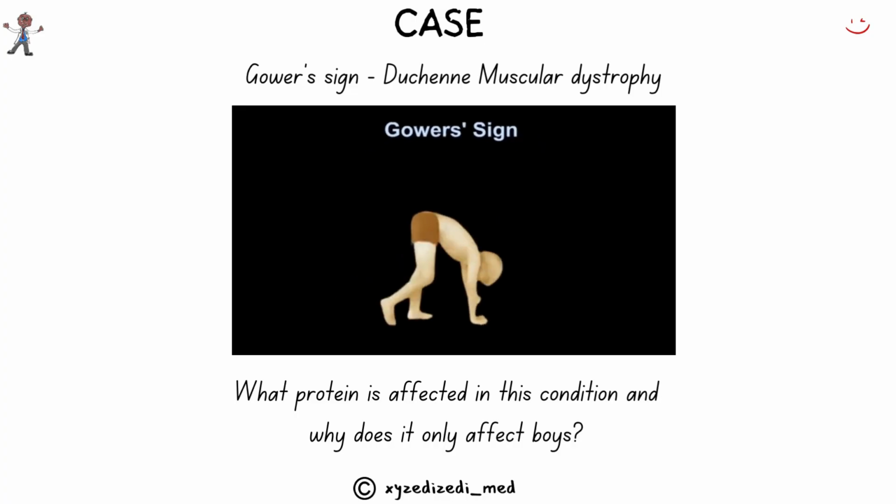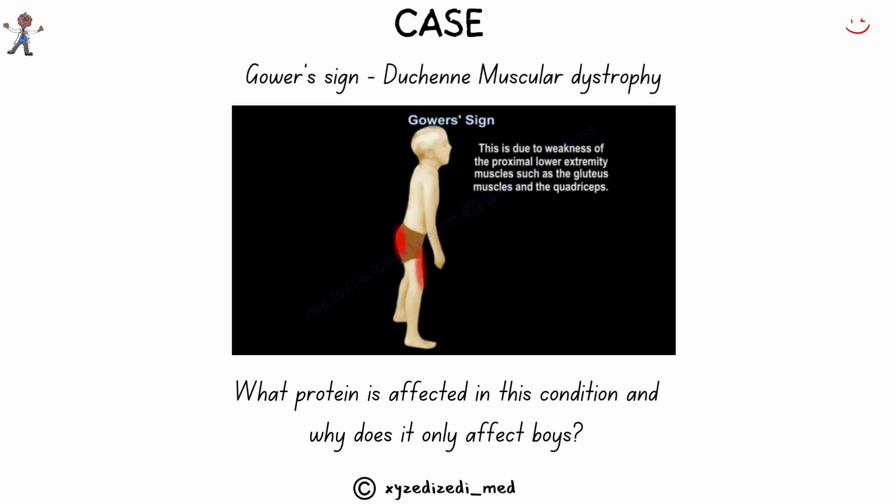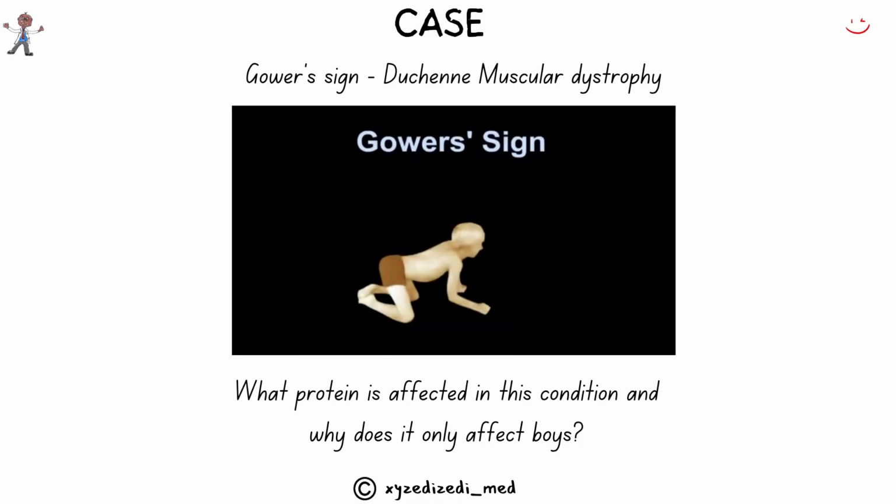Gower's sign. It describes a patient who must use his hands and arms to walk up his body in order to achieve a standing position. This is due to weakness of the proximal lower extremity muscles, such as the gluteus muscles and the quadriceps. It's Gower's sign, Duchenne muscular dystrophy.